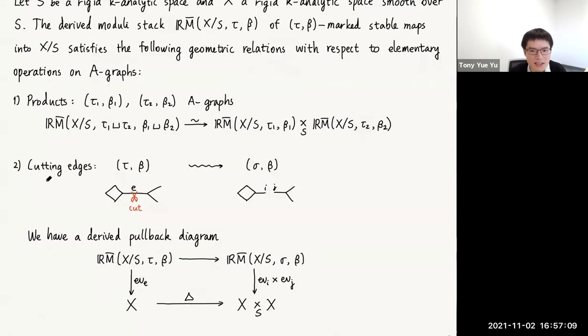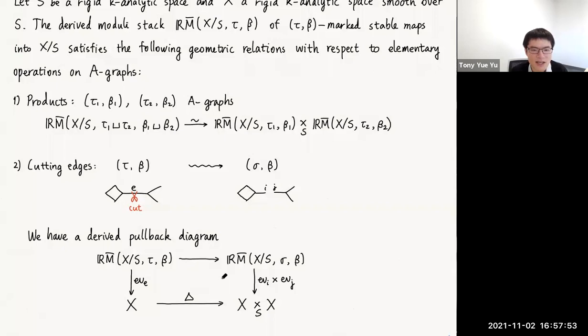The second one is called cutting edges. If we have a graph and we cut at an edge E, then it breaks into two graphs with these legs I and J. Then we obtain a derived pullback diagram. So the moduli stack associated to this original graph is just a pullback from the moduli stack associated to this cut graph, pulled back along the diagonal. It's like we pull back along the diagonal, meaning that we are gluing these two legs.